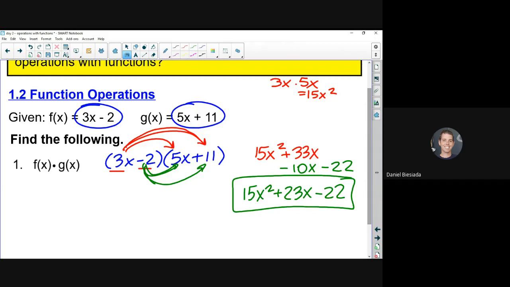So really the key here is putting both functions in parentheses and being very careful with your distributive property. If you can just use distributive property, these are pretty easy. Let's take a look at another one.